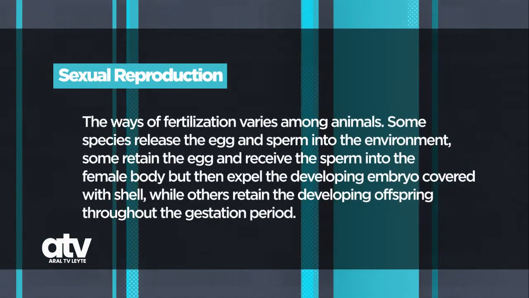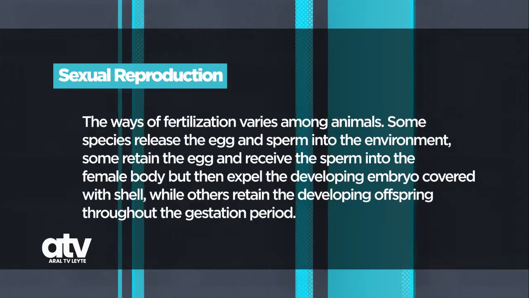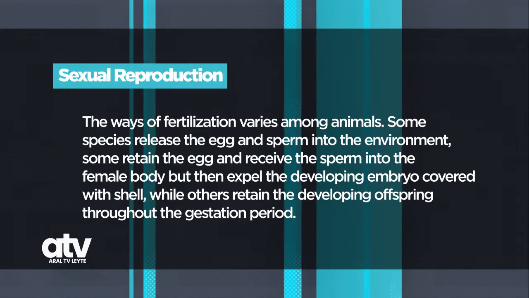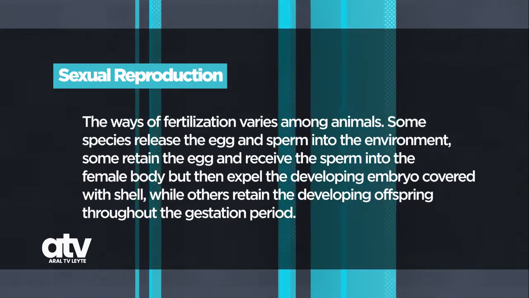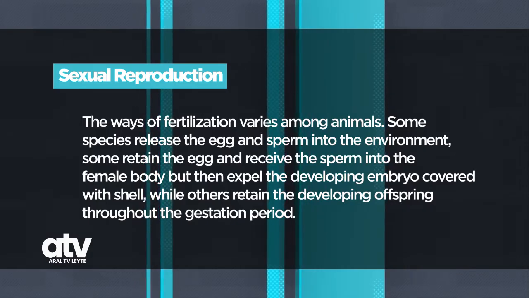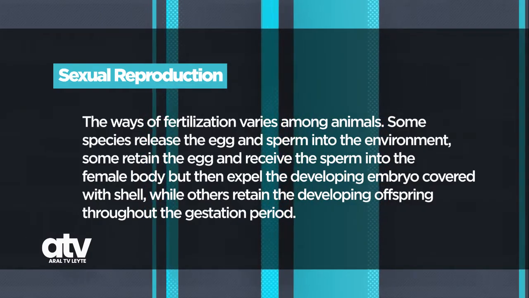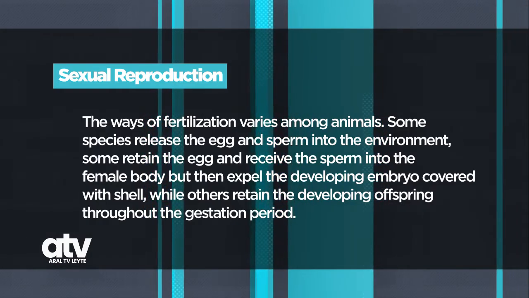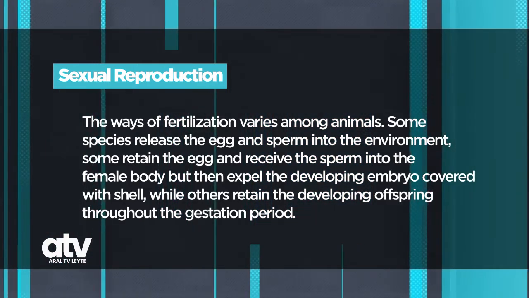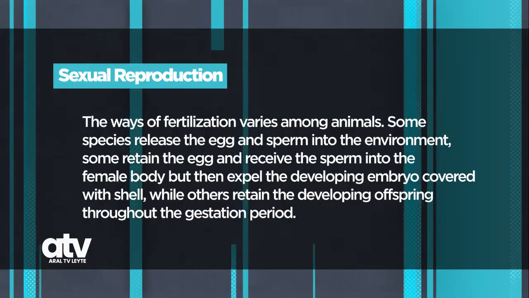The ways of fertilization varies among animals. Some species release the egg and sperm into the environment. Some retain the egg and receive the sperm into the female body, but then expel the developing embryo covered with shell, while others retain the developing offspring throughout the gestation period.